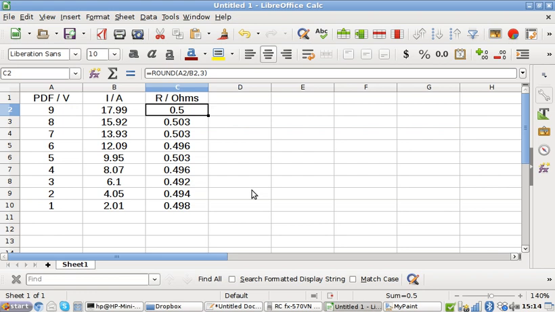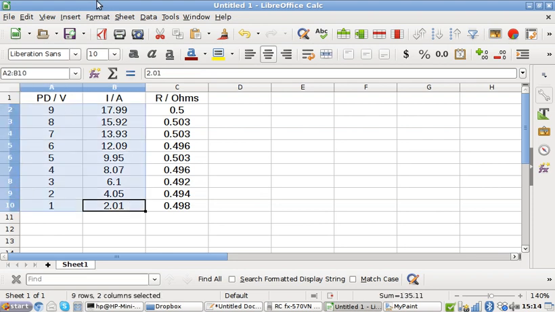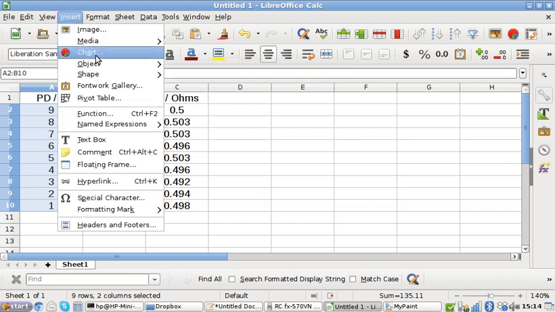And to plot this data, oh, not PDF, PD. Okay. Insert. Chart. So what we notice here is that the resistance isn't actually changing that much. In fact, it's roughly a constant.